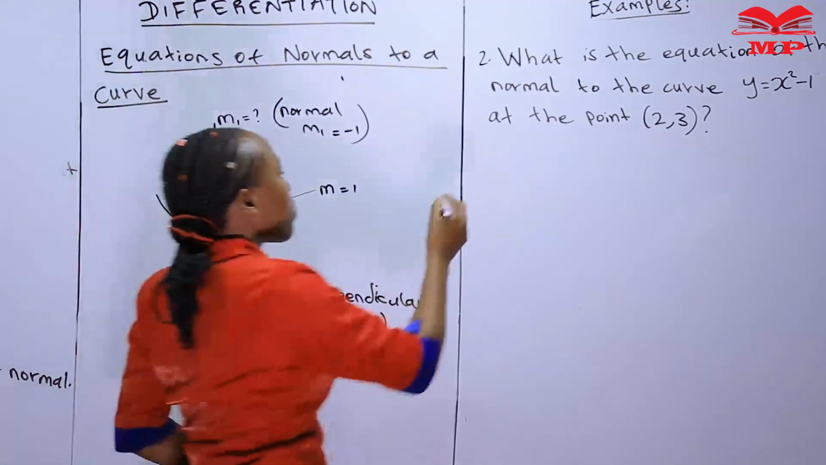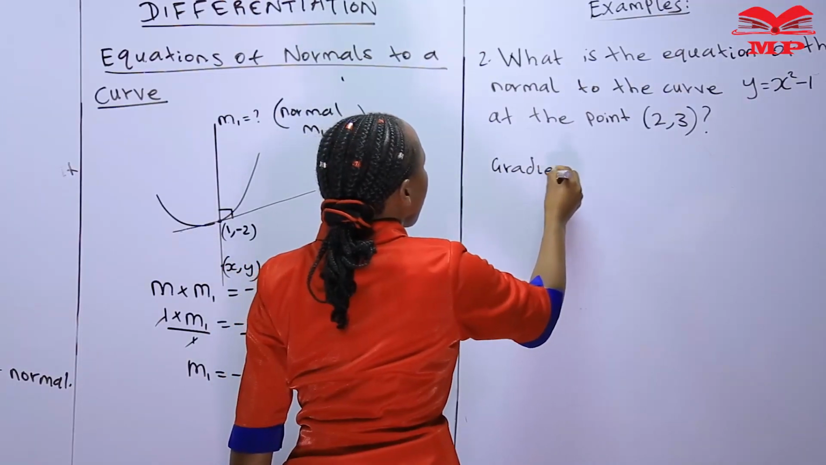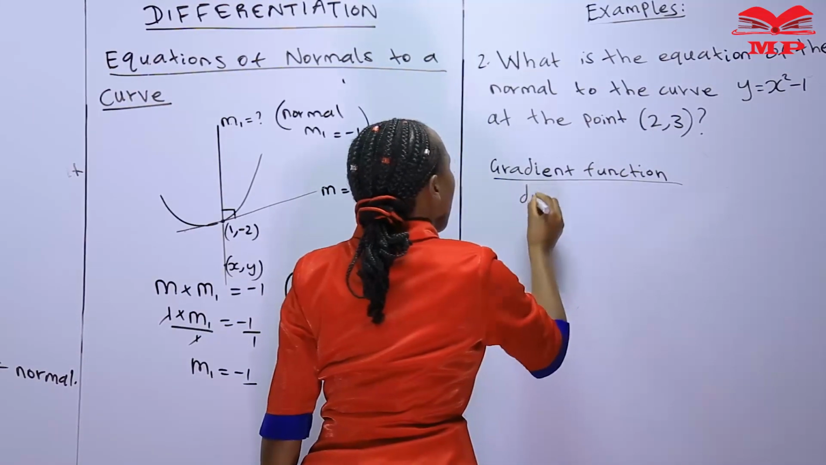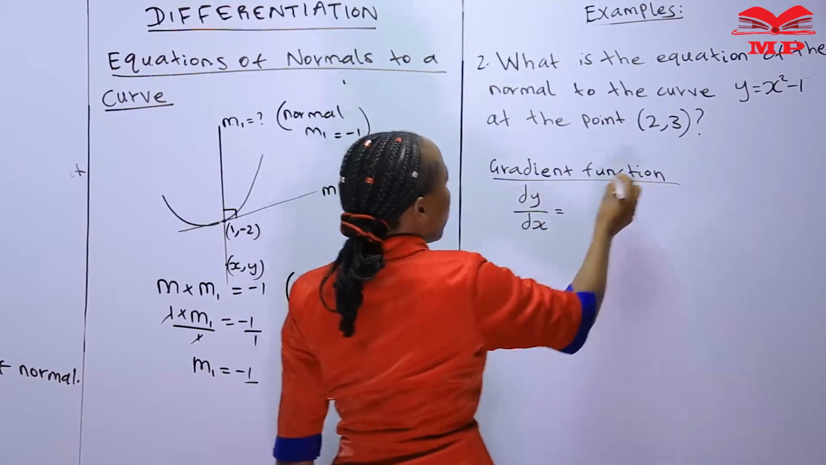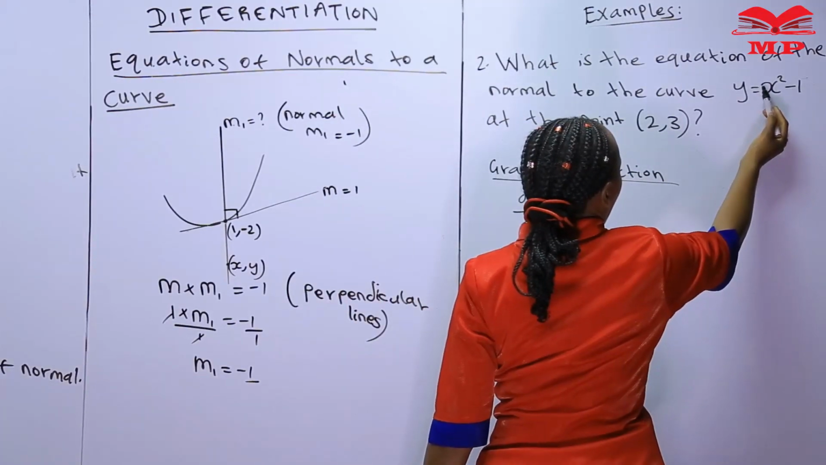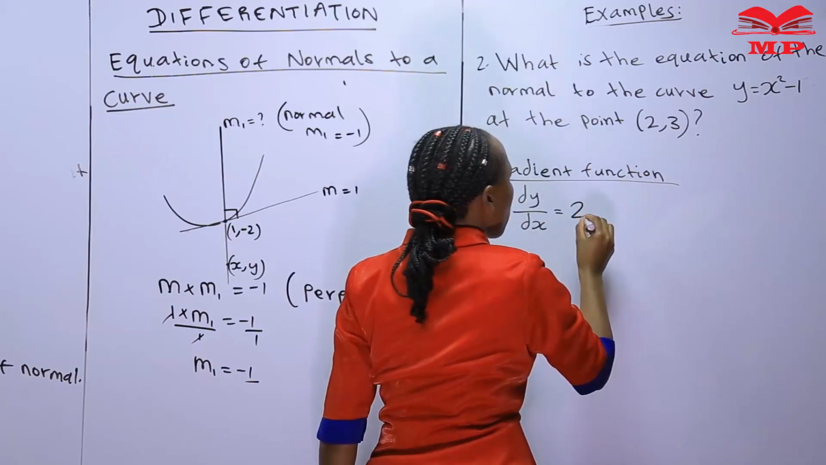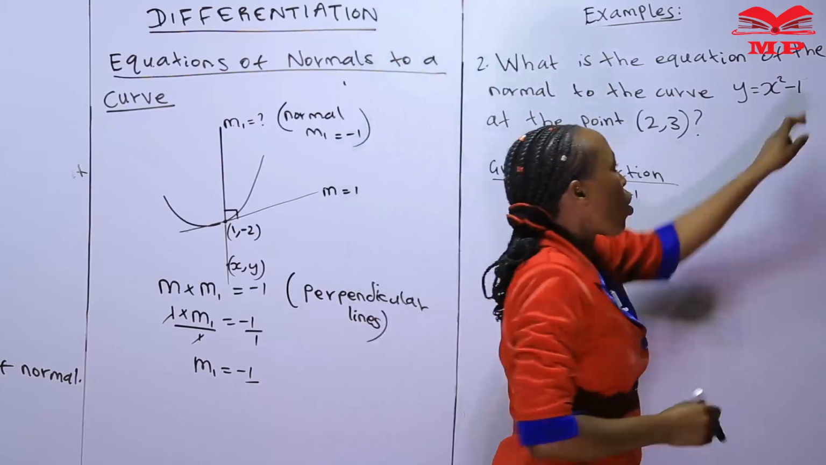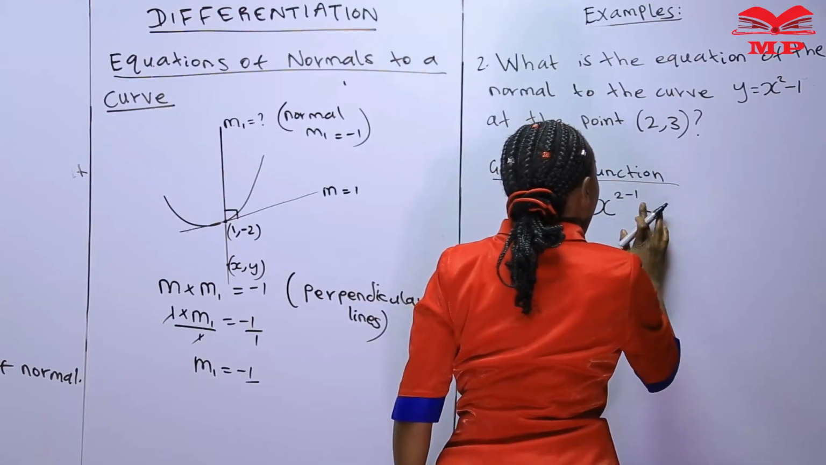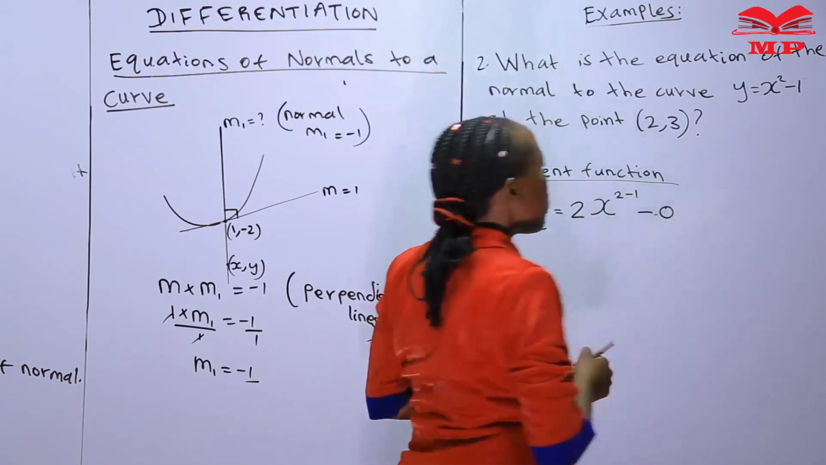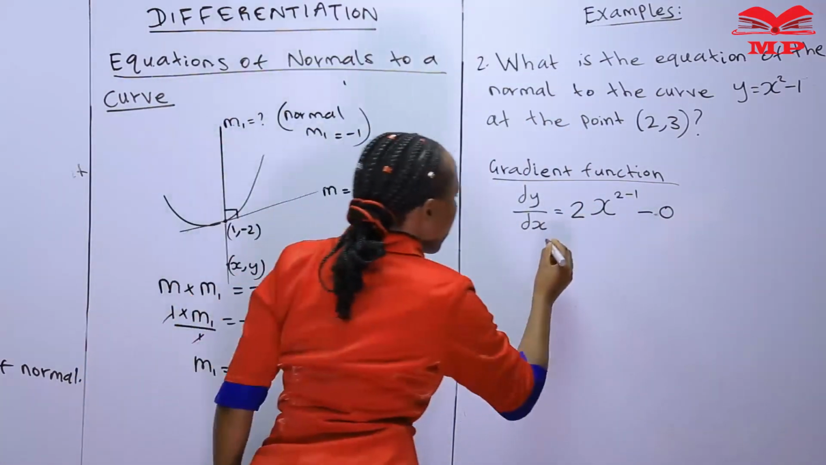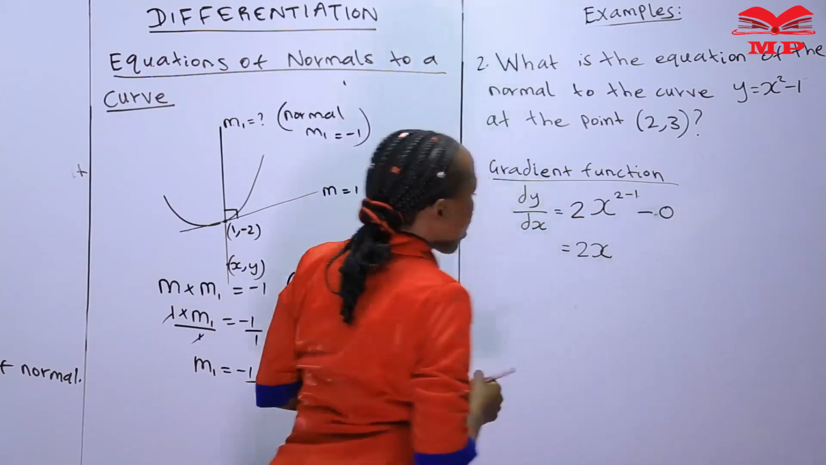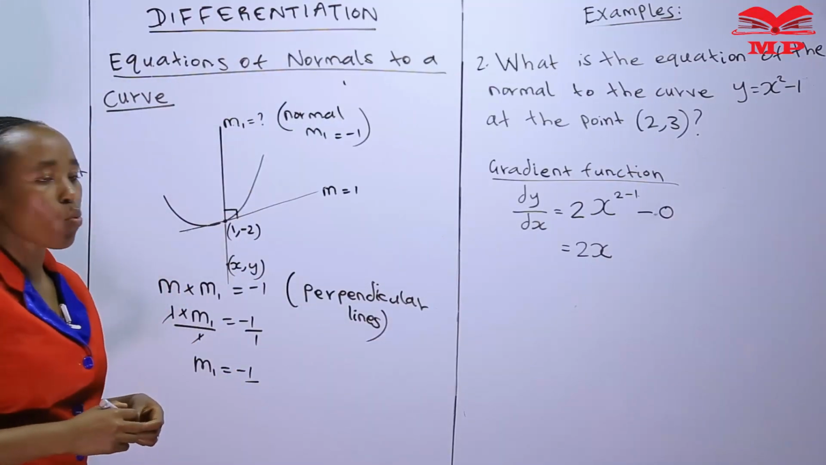Again, we start by getting the gradient function. That's the first thing. So our gradient function dy/dx, we differentiate this. We have 2 times the coefficient of x, which is 1, so we have 2, then x to the power 2 minus 1. Then when we differentiate the constant, we have minus 0 because the derivative of a constant is 0. So 2 minus 1 is 1, and therefore our derivative is 2x.